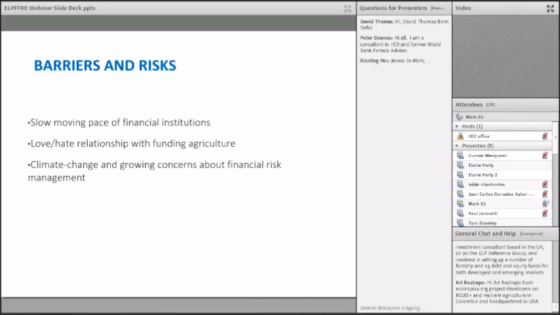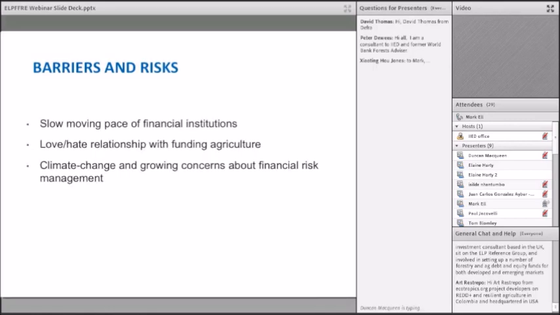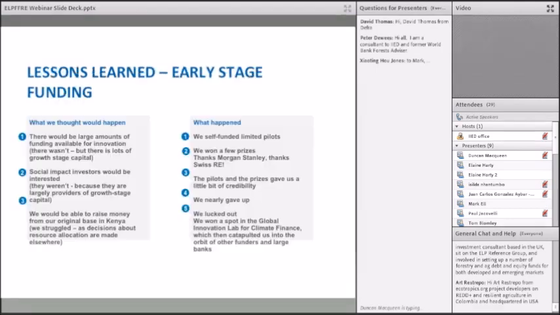And that is only exacerbated by the challenge that our solution addresses, which is that there are growing concerns about the effect of climate change on the creditworthiness of farmers.